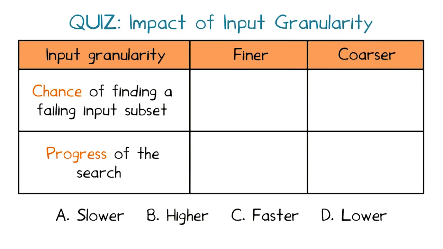Take a moment to consider what might happen if we allow the granularity of the input changes we use to be finer or coarser. Finer granularity means our input is divided into more smaller blocks. Coarser granularity means that our input is divided into fewer larger blocks. What would happen to the chance of finding a failing subset of the input, and how much progress would we make if we found a failing subset of the input? Fill in each box with the appropriate letter, A for slower progress, B for higher chance of finding a failing subset, C for faster progress, and D for lower chance of finding a failing subset.